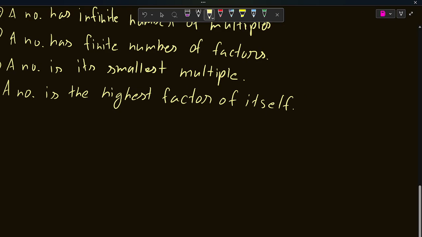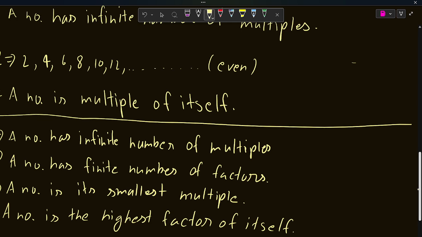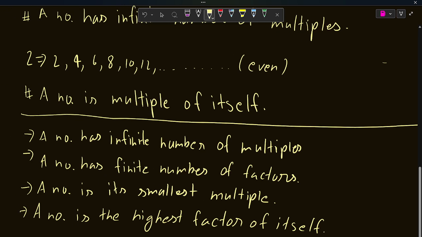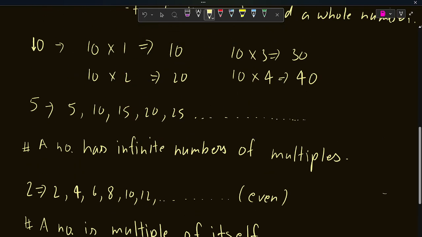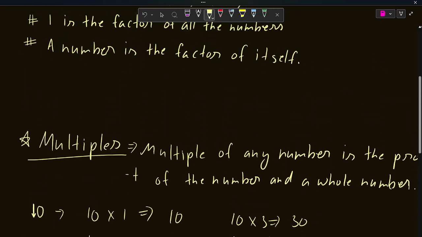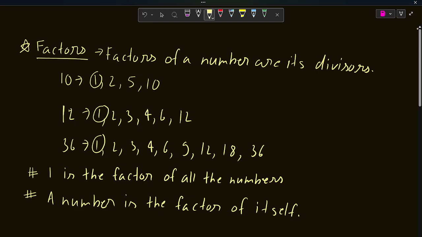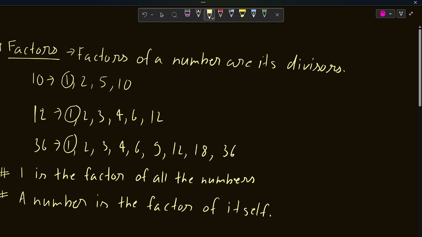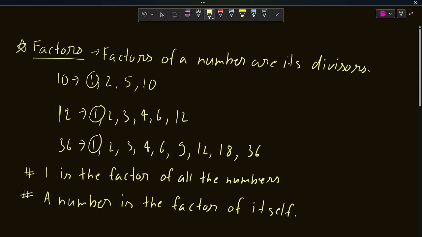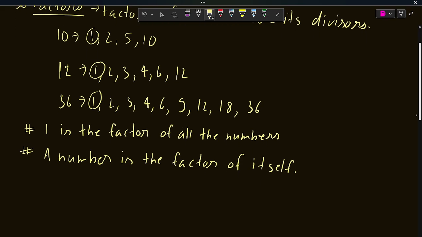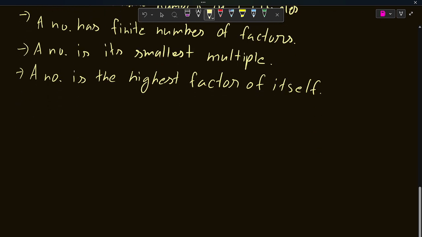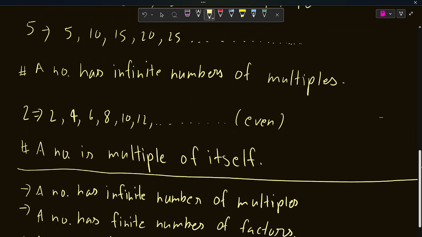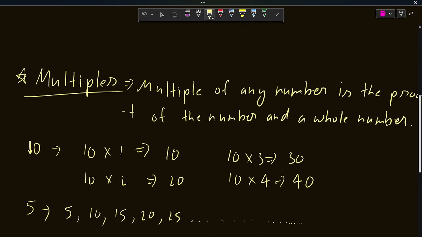So I hope this is clear. This was all about factors and multiples. I hope whatever has been taught here is clear to all of you who are watching it. Now after this lecture you will have no doubt while explaining factors and multiples. In the next video we'll discuss what are prime numbers and what are composite numbers with the help of the concept of factors and multiples.